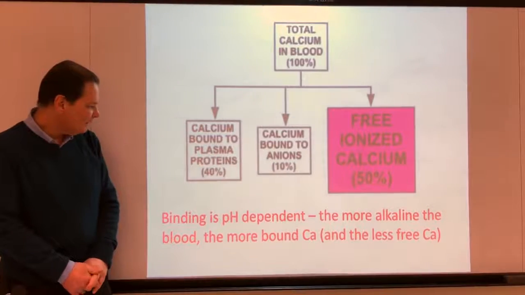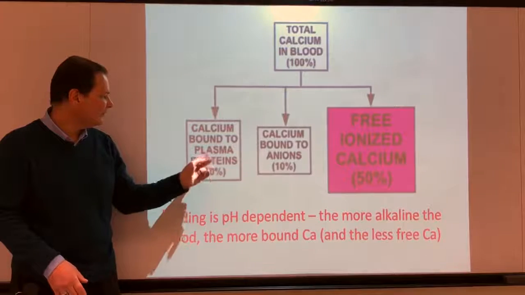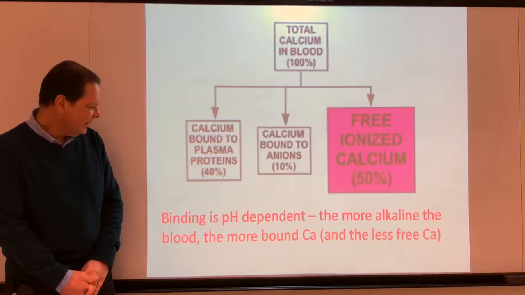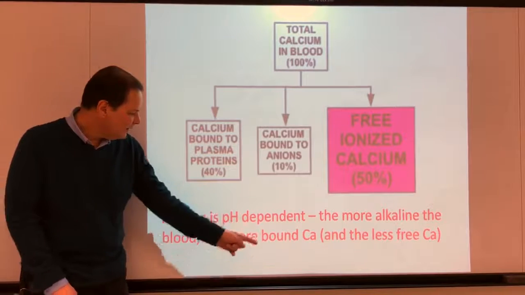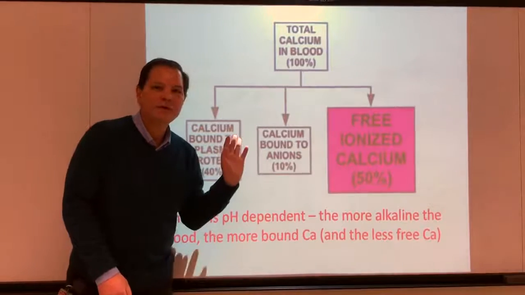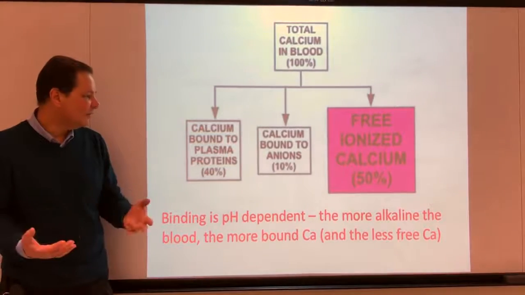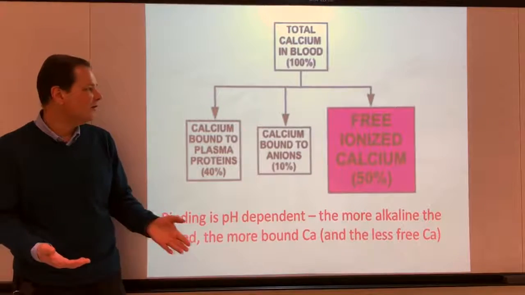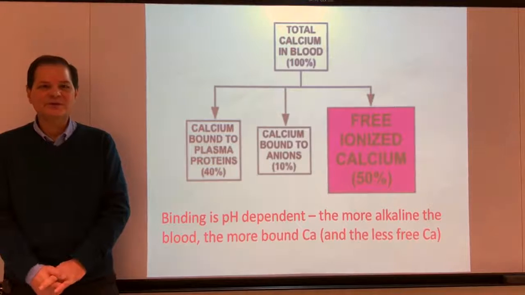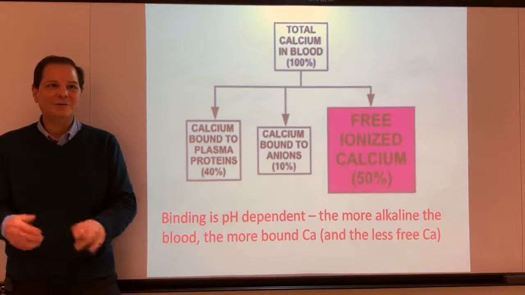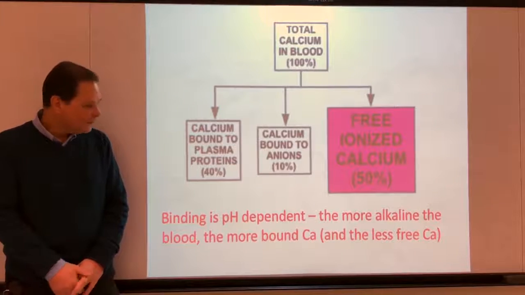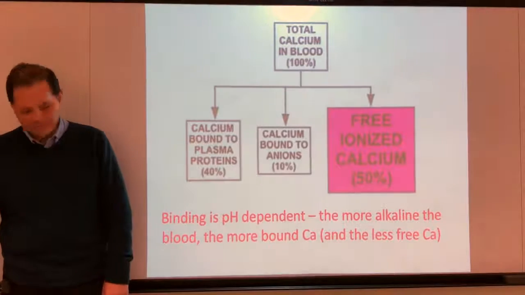Well, it turns out that the binding of calcium to the plasma proteins in particular is pH dependent. And the more alkaline the blood, the more calcium you have bound. And so that can alter this ratio. So you might actually have a normal amount of calcium, but if the pH is alkaline, there'll be less free calcium, and your parathyroid is going to think that there's less plasma calcium, and it's going to act appropriately in that case. Okay? So that's something to bear in mind.